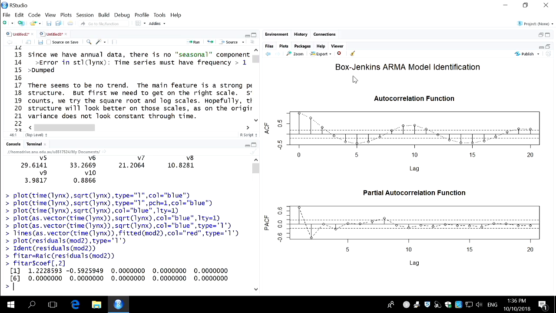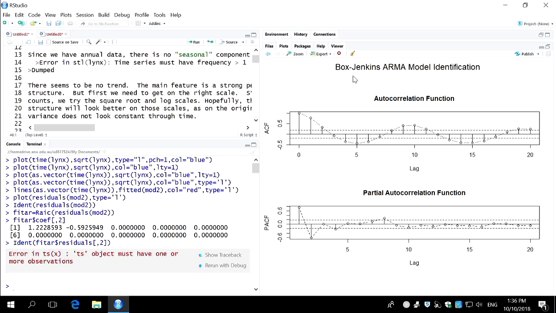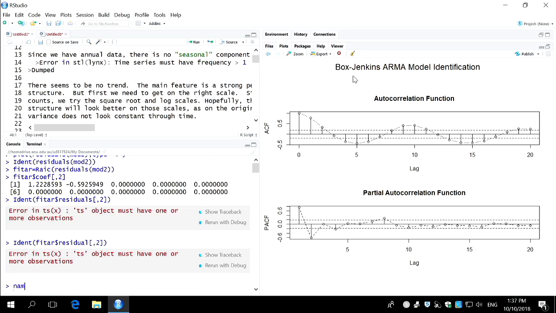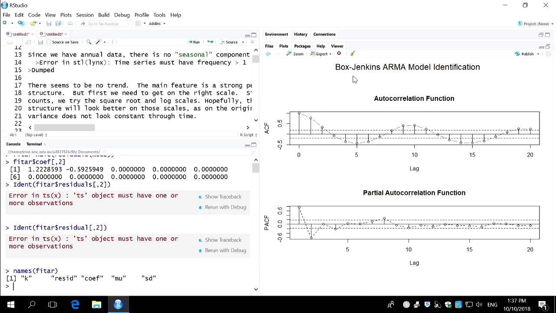So the AR2 model would look like xt equals 1.22 times xt minus 1 minus 0.59 times xt minus 2. Okay? But the proof's in the pudding. Ident of fit AR dollars resid, second column. Oh, why is it not happy? Residual. Yeah. Resid, sorry. What fun.